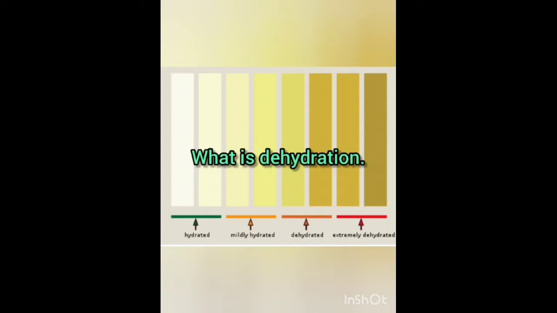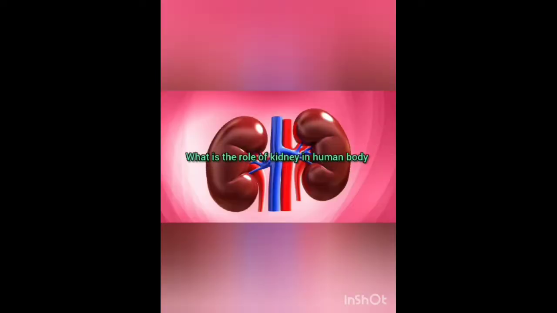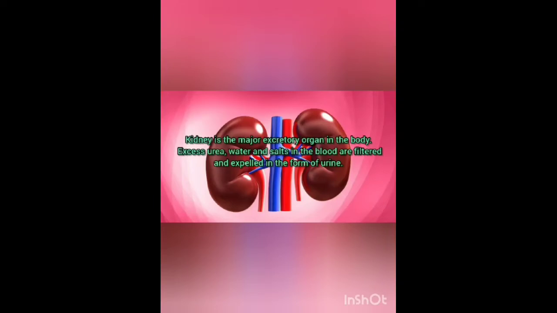What is dehydration? The condition of excessive loss of water and salt from the body is dehydration. What is the role of kidney in human body? Kidney is the major excretory organ in the body. Excess urea, water and salt in the blood are filtered and expelled in the form of urine.